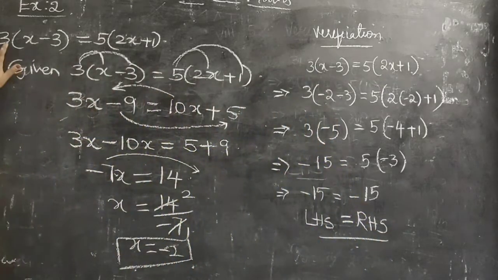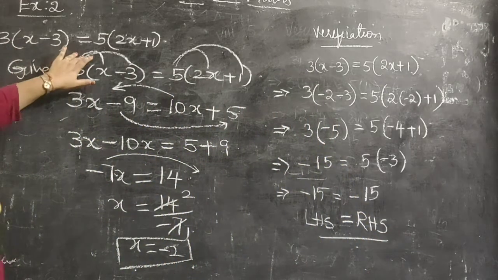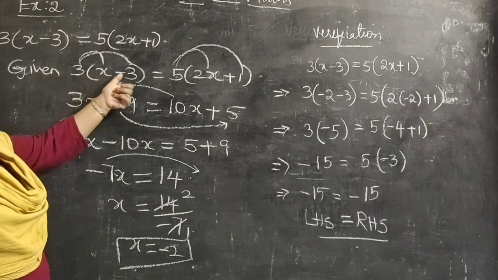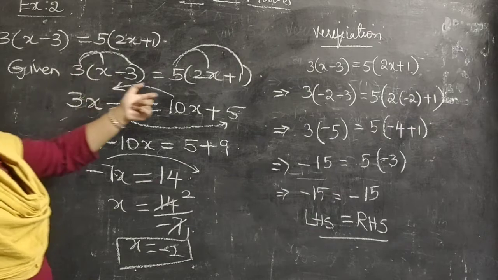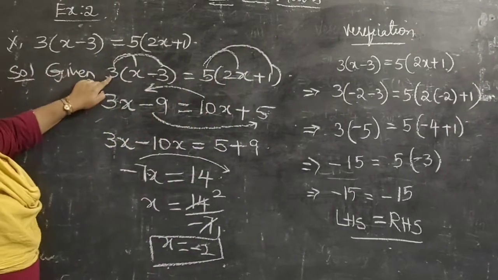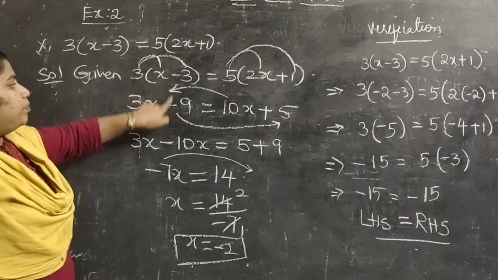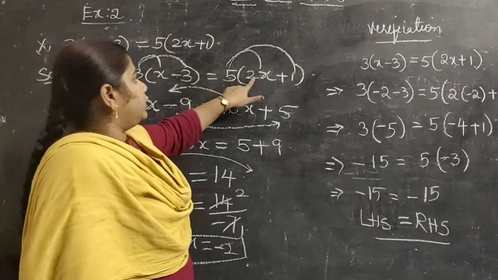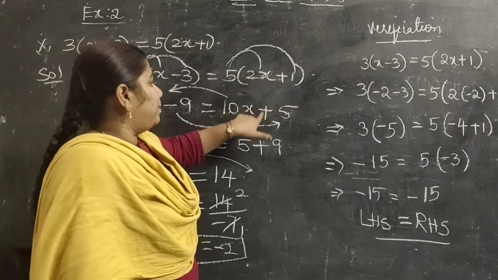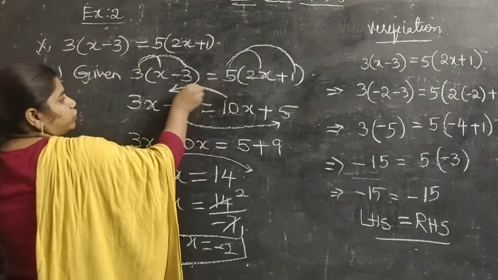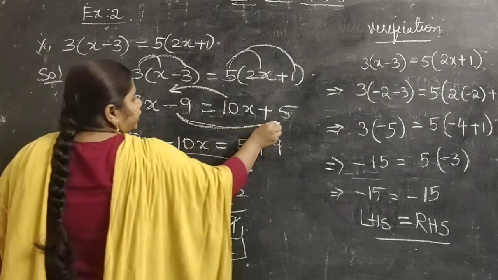So once again we will listen to this. So what is the question? 3 into x minus 3 is equal to 5 into 2x plus 1. So x minus 3 should be multiplied with 3 and 2x plus 1 should be multiplied with 5. So 3 into x is 3x minus 3 3s are 9 is equal to 5 2s are 10x plus 5 1s are 5.